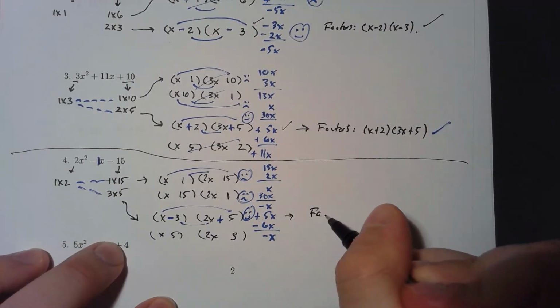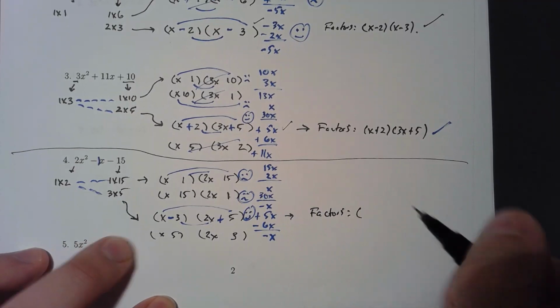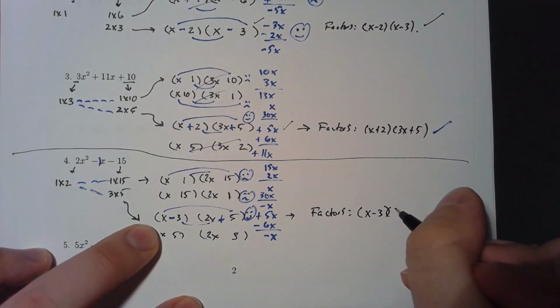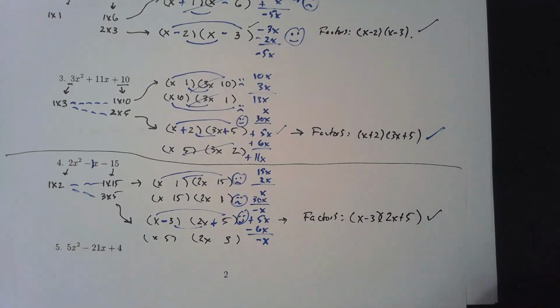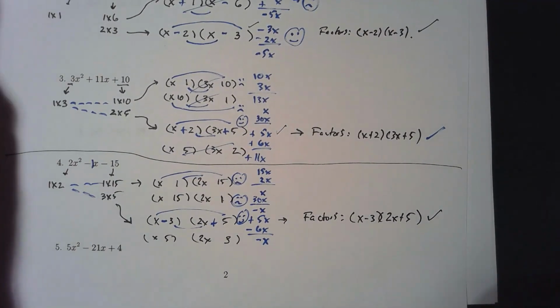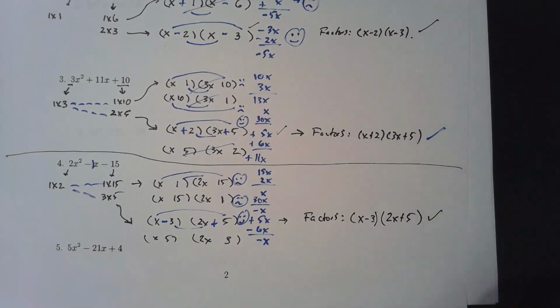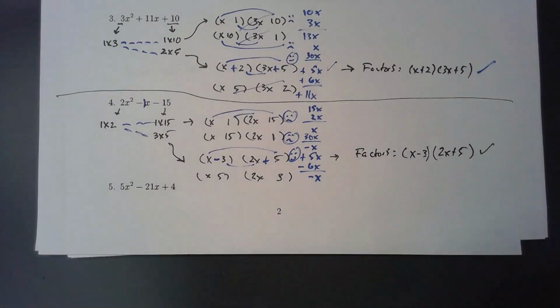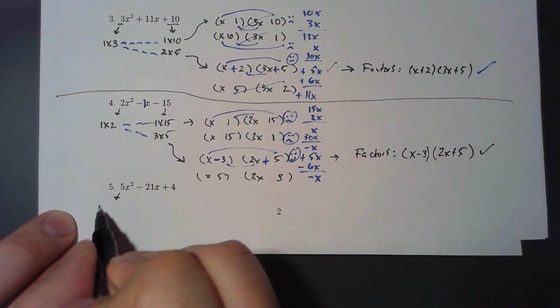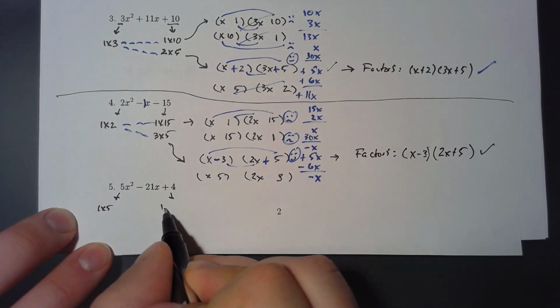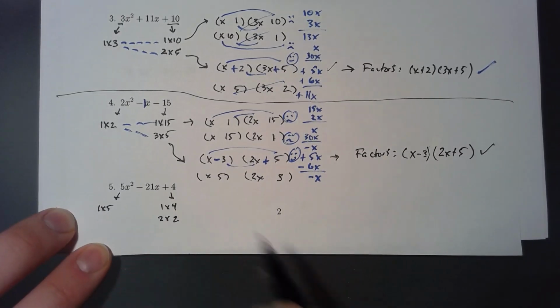So my factors there are x minus 3 and 2x plus 5. Oops, sorry about that. That looks better. So those are my factors there. Yeah, so let's try the last one. I'm kind of running out of little space here, but I'll squeeze it in as best as I can. So the factors of 5 are 1 and 5. The factors of 4 are 1 and 4. And 2 and 2.